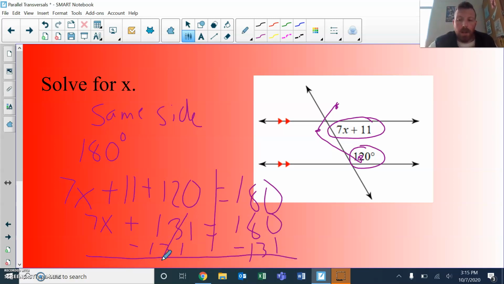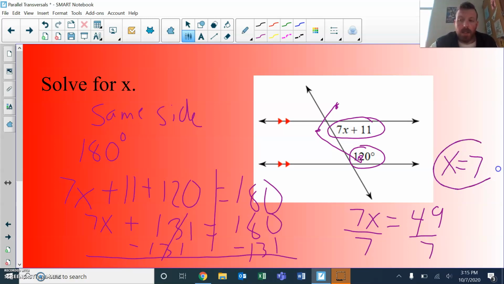And so when I do that, I'm going to get 7x is equal to 180 minus 131, which is going to be, we always want to check in our calculator, right? I always want to make sure. It's going to be 49. And so when I divide by 7, x will equal 7. And so that's how we solve for x when things are supplementary.